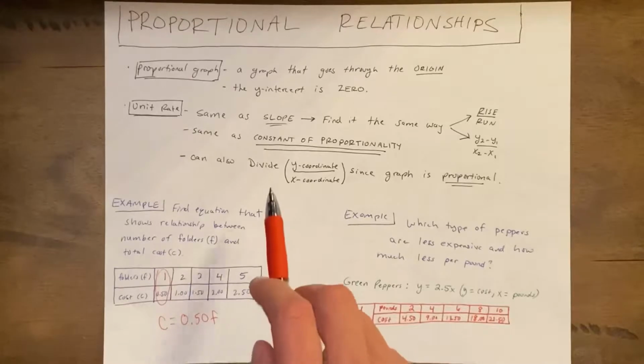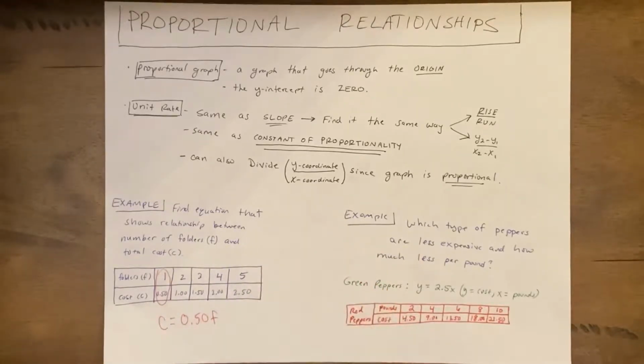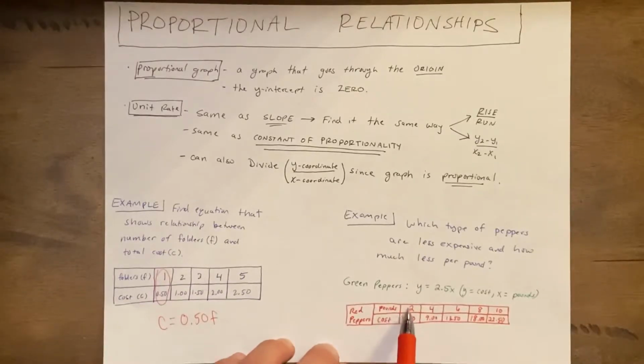So remember up here, we could say we divide the y-coordinate by the x-coordinate. A lot of times we'll always have cost. Usually about 99% of the time when we're dividing, cost will always be in our numerator. So let's take a look here. Let's just use the first coordinate they gave us. So we have x and y. This would be pounds. So the coordinate would be 2, 4.5. So I'm going to divide 4.5 divided by 2.